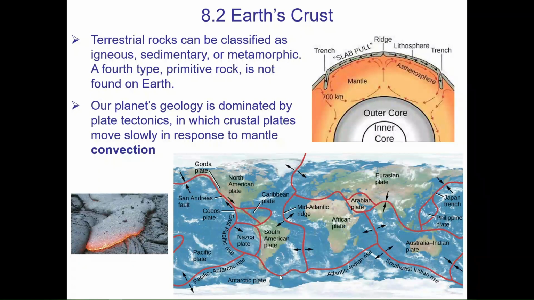But sometimes, if we are lucky enough, we get some gifts of primitive rock from space. Meteorites sometimes come from meteors, and sometimes they are still primitive rocks. They are still rock from the beginning of the formation of the solar system.